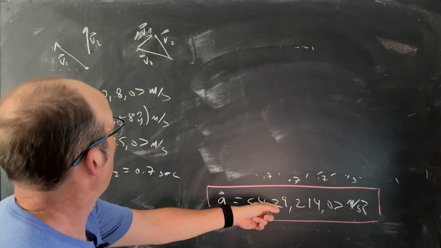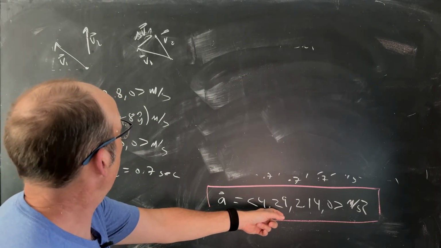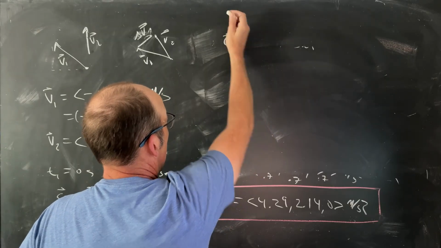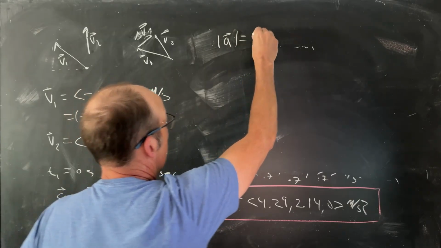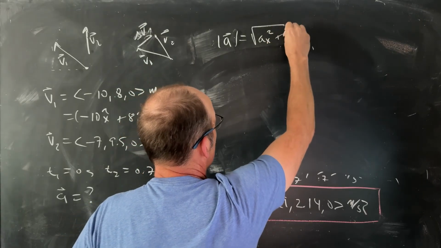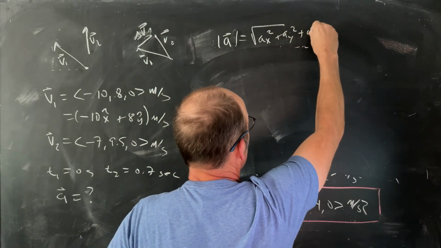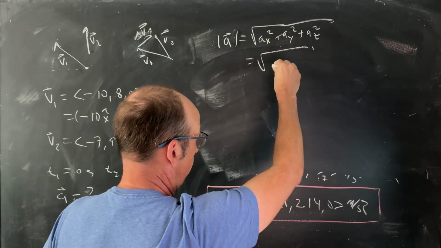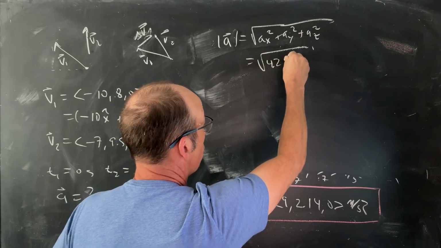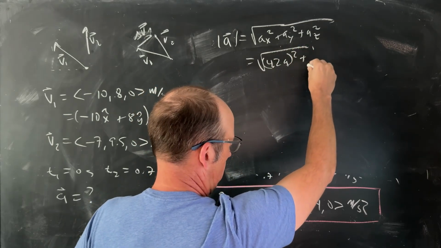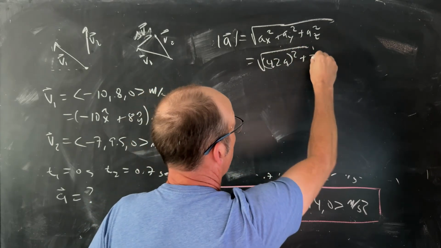Okay. So let's go ahead and find the magnitude of this acceleration. The magnitude of the acceleration a is going to be equal to the square root of ax squared plus ay squared plus az squared, which I didn't ask for. So that's going to be the square root of 4.29 squared plus 2.14 squared.